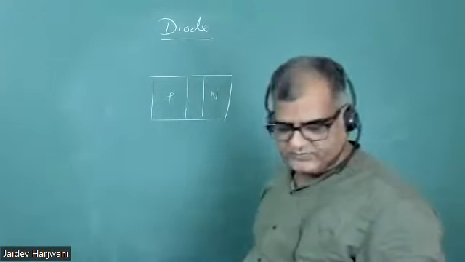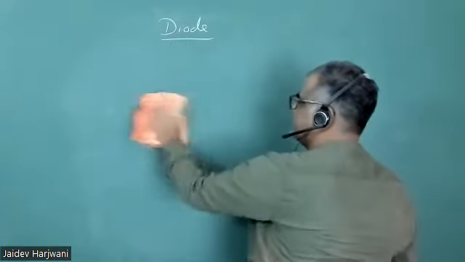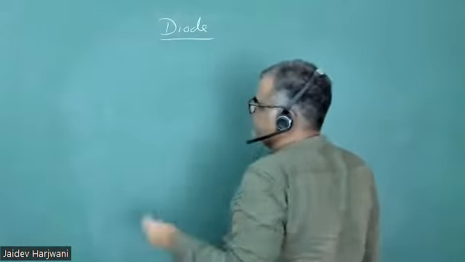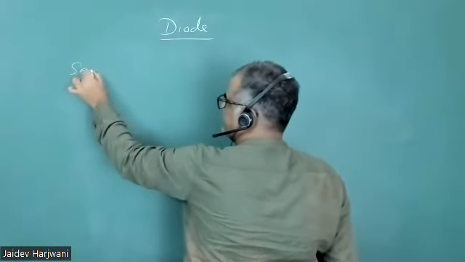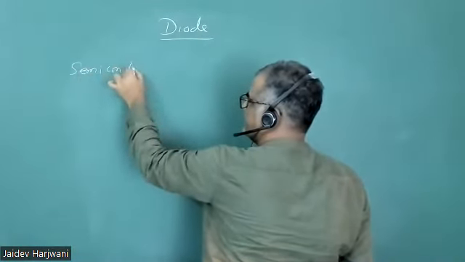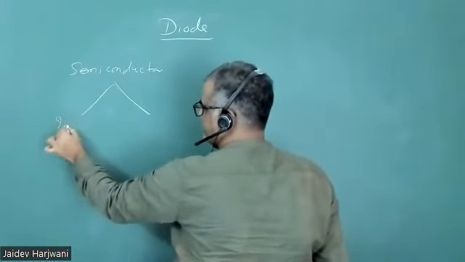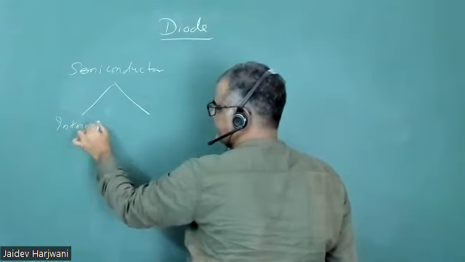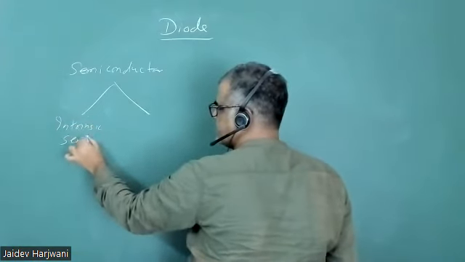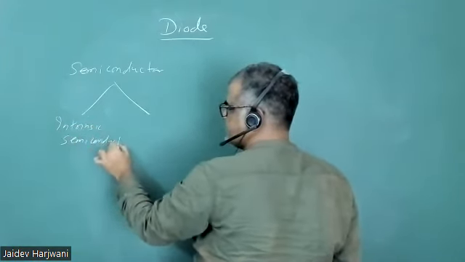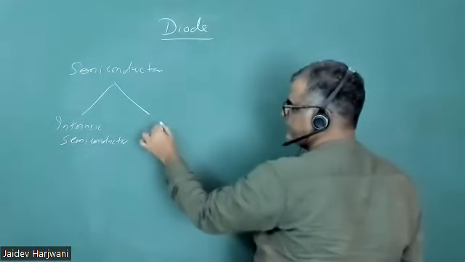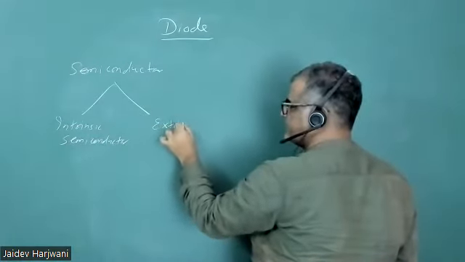Okay, so before I say what is P and N, let me tell you what is a semiconductor. Semiconductors are two types. One is called intrinsic semiconductor, and second is your extrinsic semiconductor.